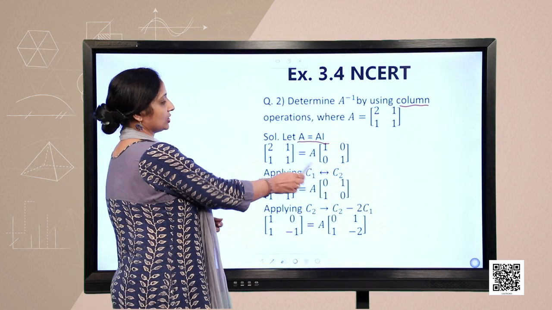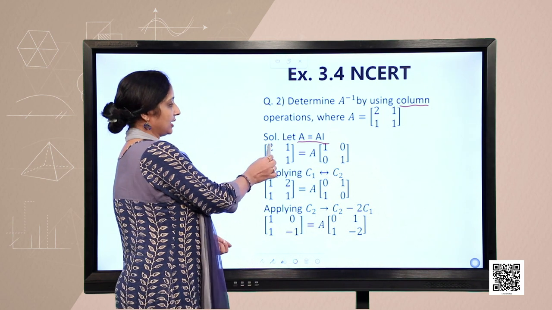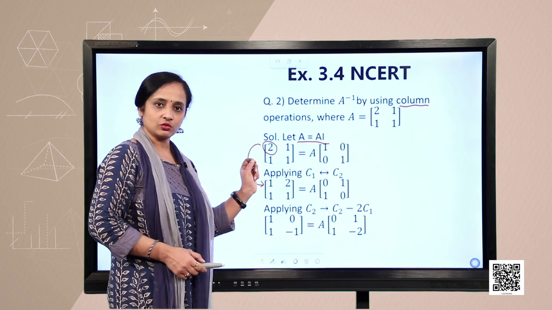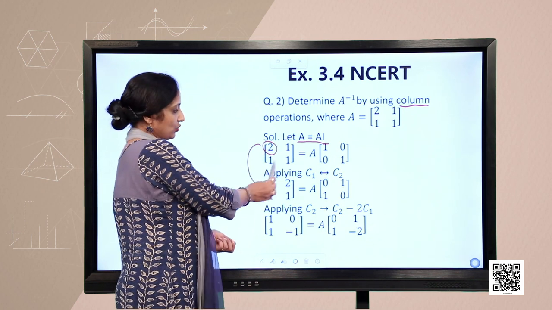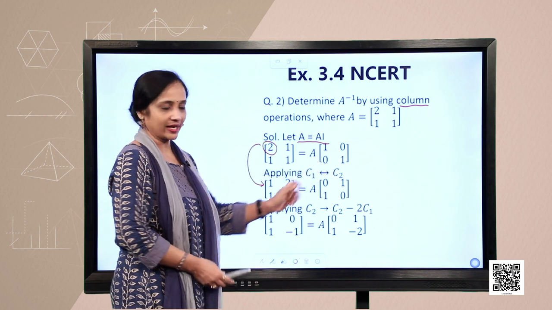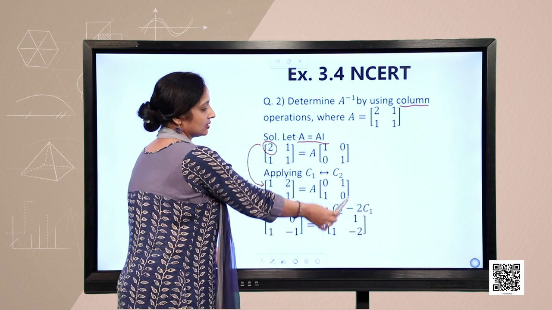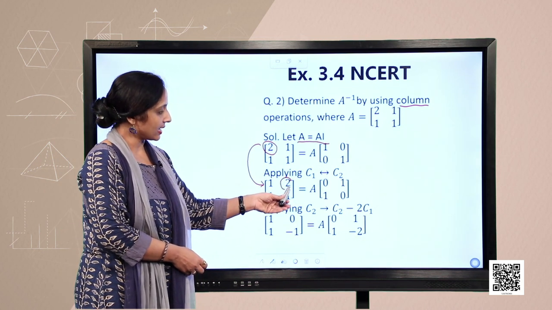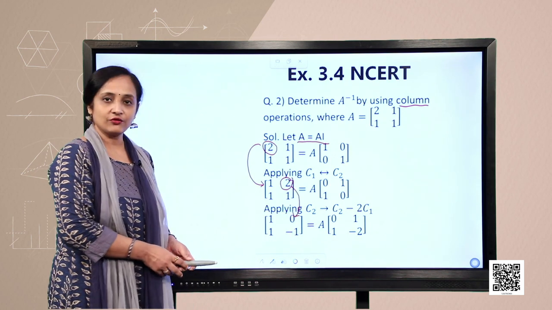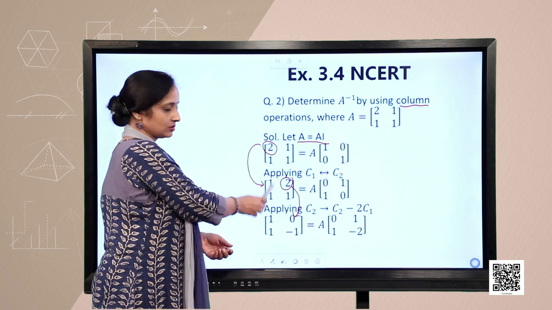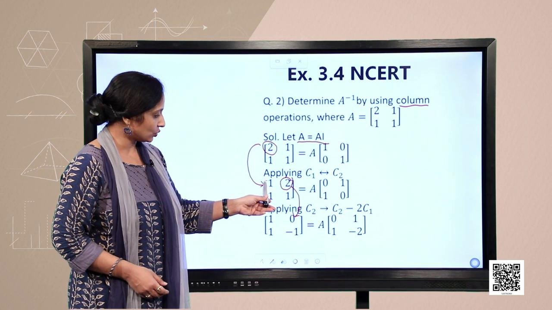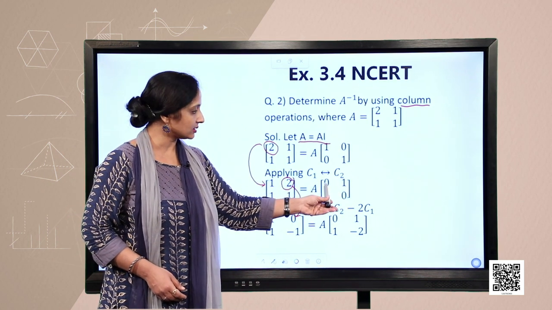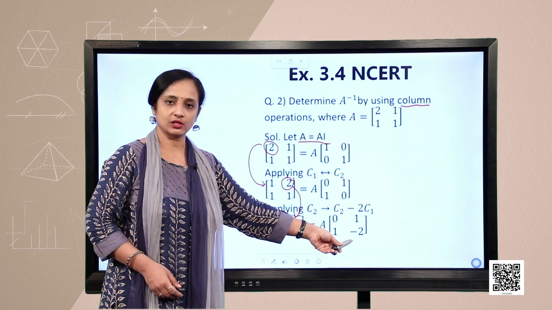Then apply C1 changes to C2. Why am I choosing this operation? Because my very first step is to make this element 2 as 1. So for that, we are interchanging both the columns. So 1, 1 has been made column 1, and 2, 1 has been made column 2. The same operation has to be applied here. This 0, 1 has been written here and this 1, 0 has been made column 2. After that, our next step is to make this element 2 as 0. For that, we apply C2 changes to C2 minus 2 times C1. So 2 minus 2, 0. 1 minus 2 will give you minus 1. The same will be changed here: 1 minus 0, 1; 0 minus 2 will give you minus 2.